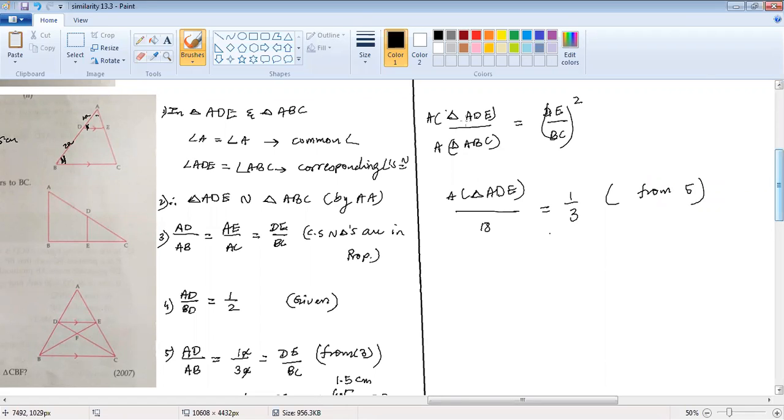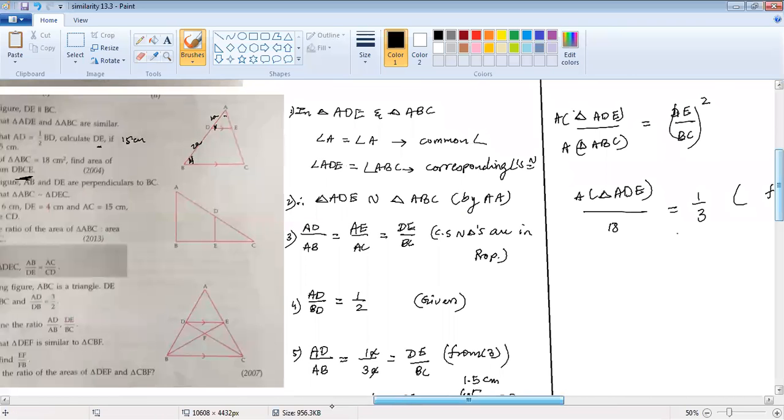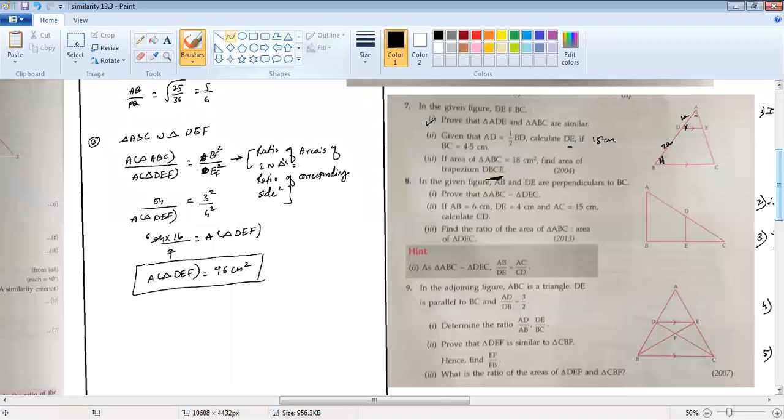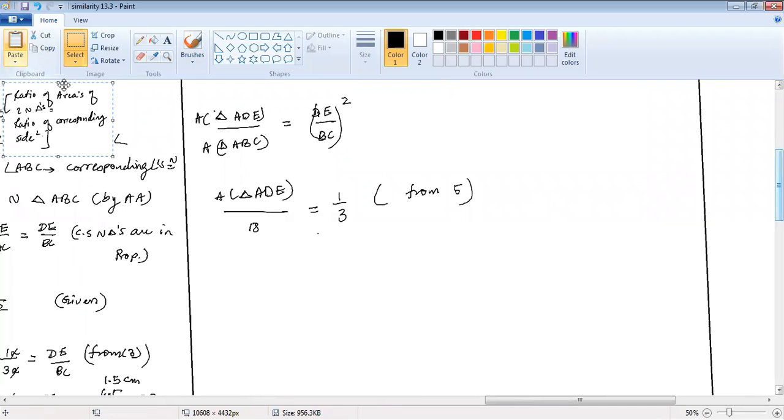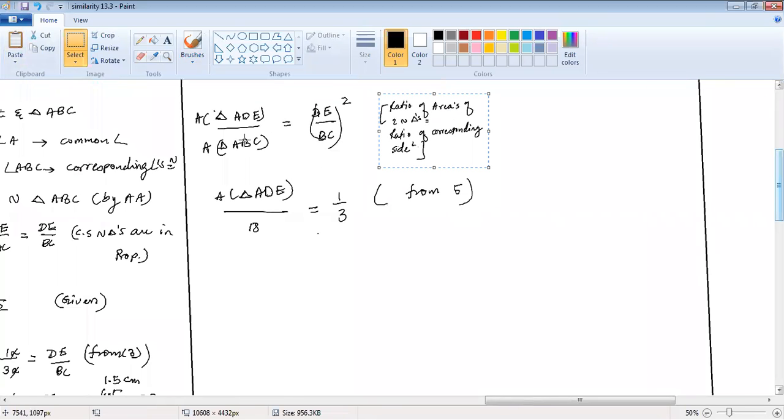And why this? Ratio of areas of the two similar triangles is equal to the ratio of the squares of the corresponding sides. I'll just copy paste it from somewhere. See guys, I can copy paste it because I have that availability, but you'll have to write it down on your own. Whenever you're writing the geometric proof, students, keep writing the reasons part, okay? That's how you're going to get the full marks.